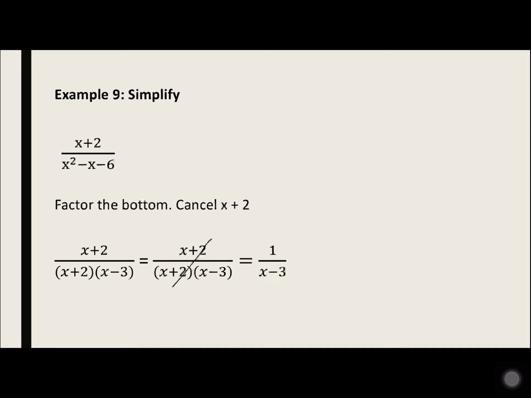Example 9, simplify. X plus 2 divided by x squared minus x minus 6. Factor the bottom. X squared minus x minus 6 factors into x plus 2 times x minus 3, and then cancel the x plus 2's. The x plus 2's divide to equal 1, so we have 1 divided by x minus 3.